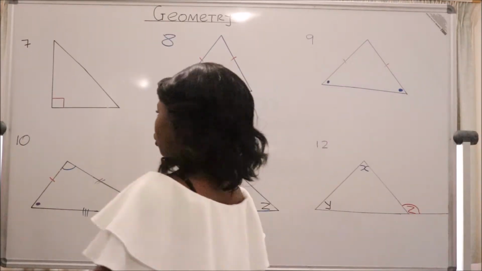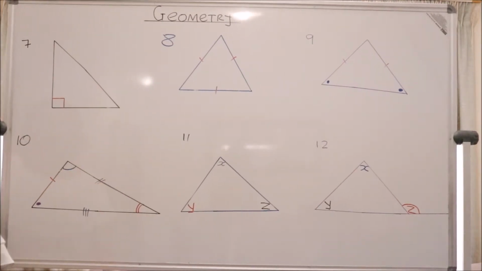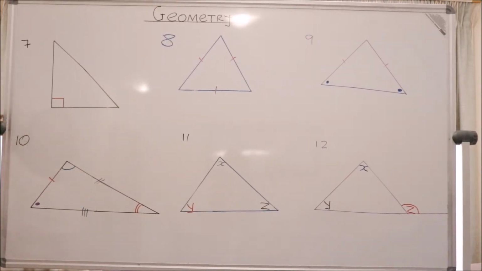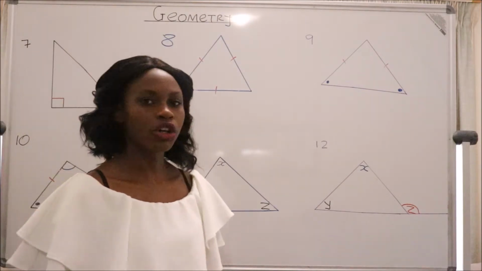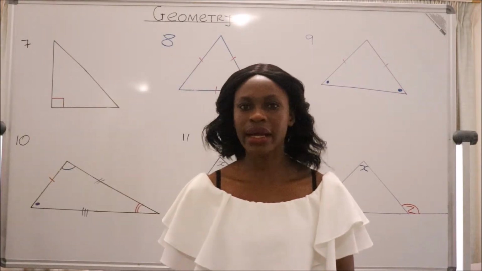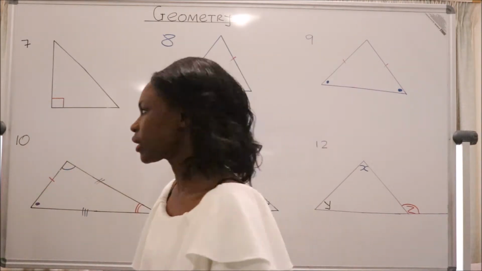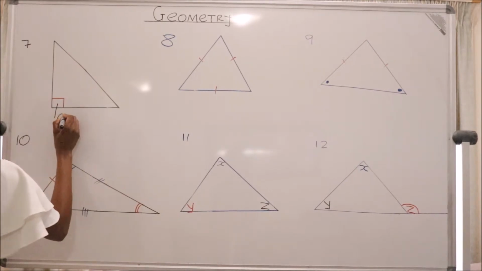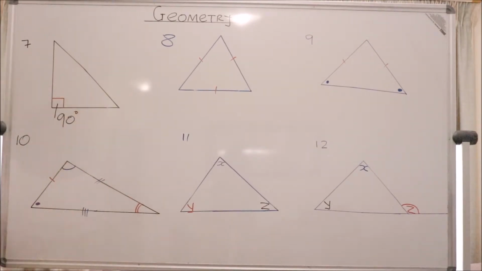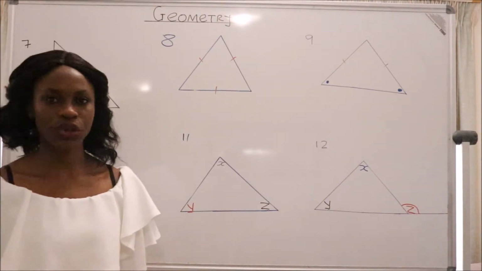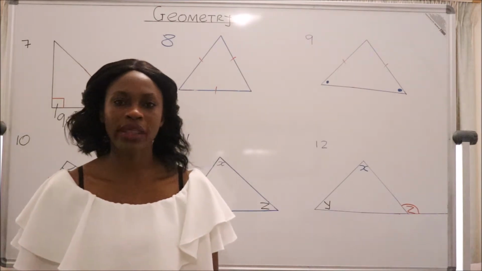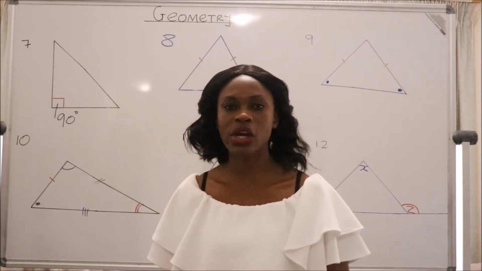All right, moving on more into triangles. With the first triangle here, which is this one, whenever you see this sign, you must know that your triangle is a right angle triangle. That means that this angle right here is equal to 90 degrees. So whenever you see this shape, it tells you that the angle there is equal to 90 degrees.